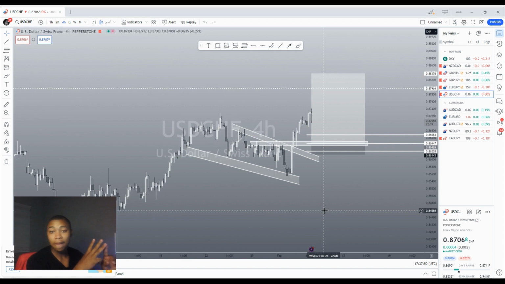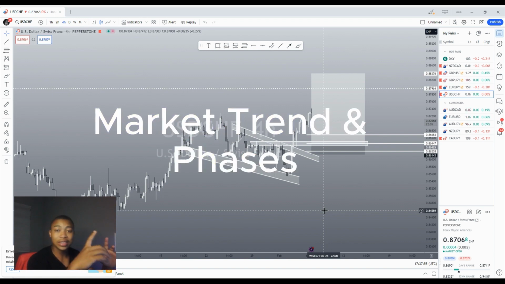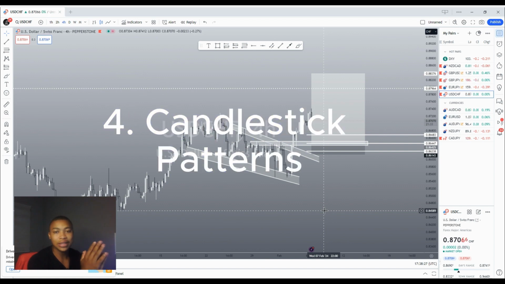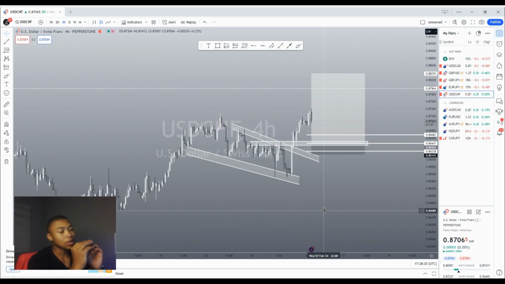And three, market phases. So basically understanding of the 3 trends of the market, and also how price action moves. So as you know, price doesn't always move up in a constant line. Price moves up and down, up and down. So you have to be able to identify when price is about to pull back. And then four, it's candlestick patterns. The reason why I want you to identify candlestick patterns is those will be your entry cues, where to enter when price actually hits that level.